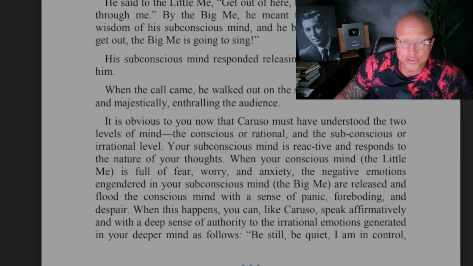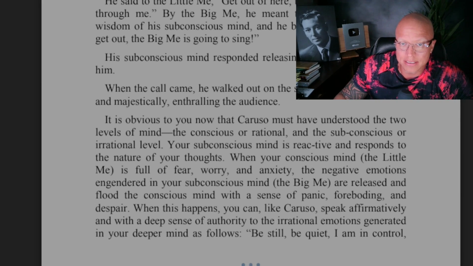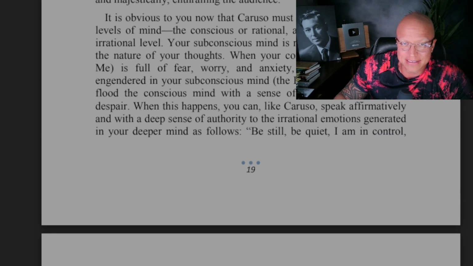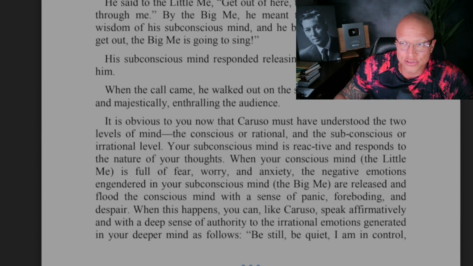When this happens, you can, like Caruso, speak affirmatively and with a deep sense of authority to the irrational emotions generated in your deeper mind as follows: "Be still, be quiet. I am in control. You must obey me. You are subject to my command. You cannot intrude where you do not belong." So this is how you command the subconscious mind to take control.